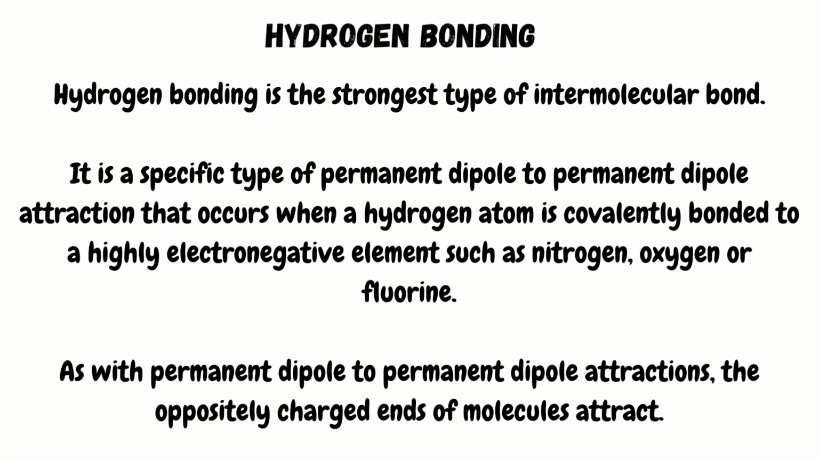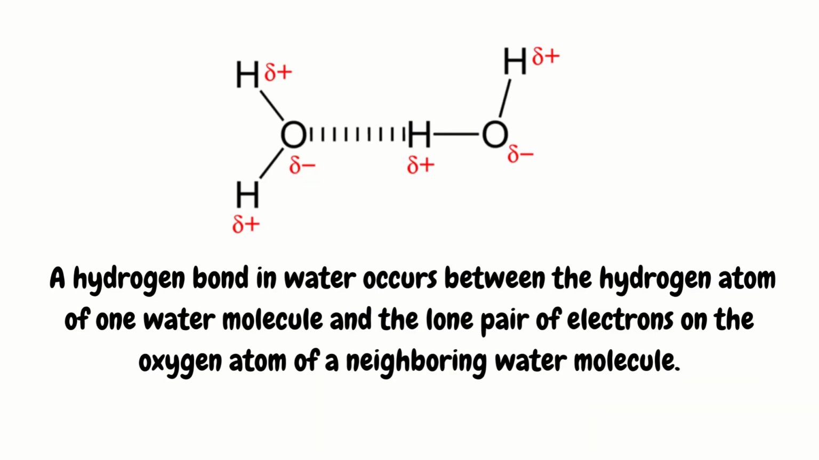The next bonding is hydrogen bonding. Hydrogen bonding is the strongest type of intermolecular bond. It is a specific type of permanent dipole to permanent dipole attraction that occurs when a hydrogen atom is covalently bonded to a highly electronegative element such as nitrogen, oxygen, or fluorine. As with permanent dipole to permanent dipole attractions, the oppositely charged ends of molecules attract. As you can see here, a hydrogen bond in water occurs between the hydrogen atom of one water molecule and the lone pair of electrons on the oxygen atom of a neighboring water molecule.